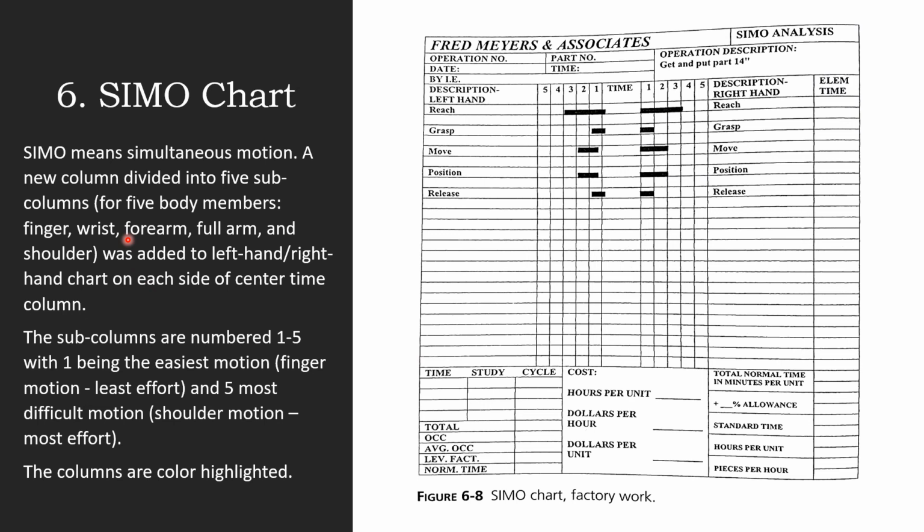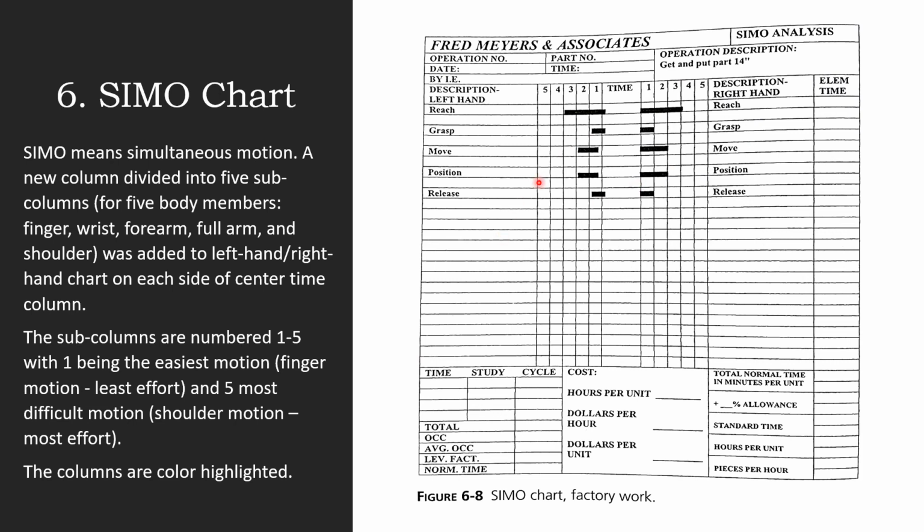So each 5 sub-columns is added to the left hand, right hand chart on each side of the center line. So here is my center line, your timeline, and here we have 1, 2, 3, 4, 5. And we also have 1, 2, 3, 4, and 5. Okay, this side is left and that side is right. Okay, so but then we have different body parts.